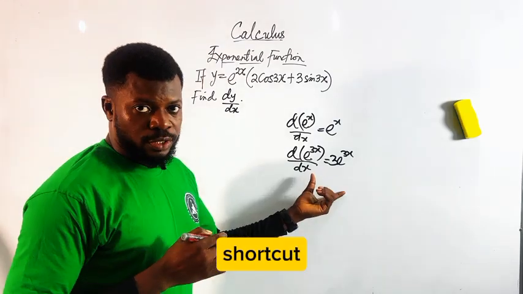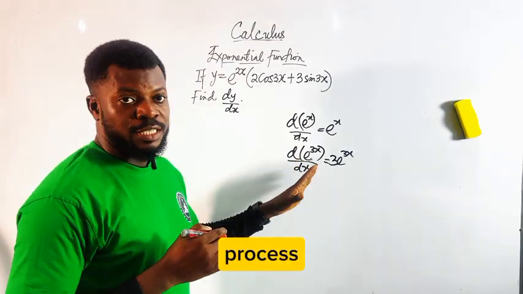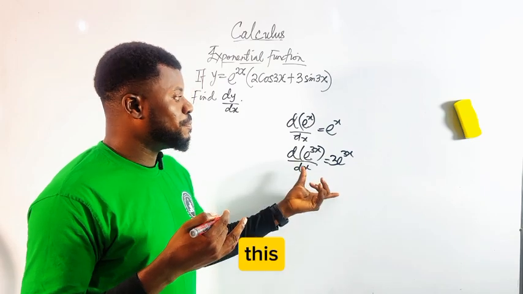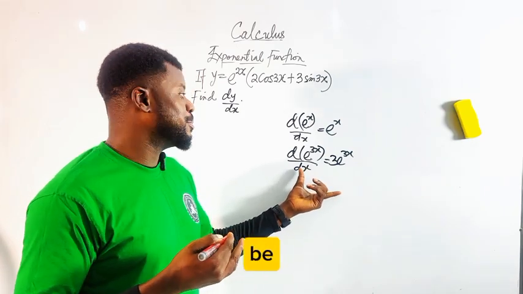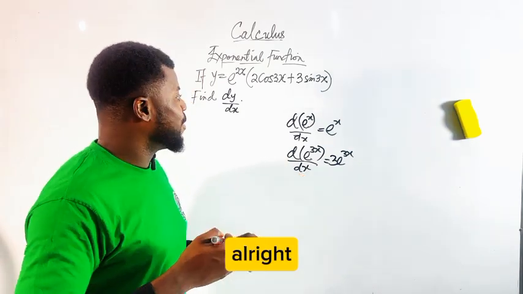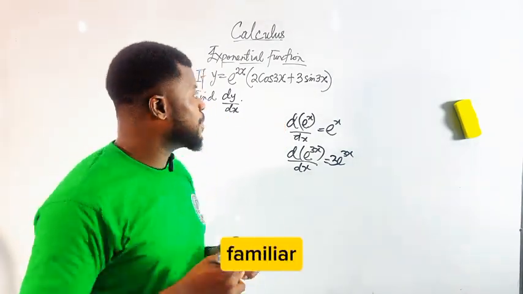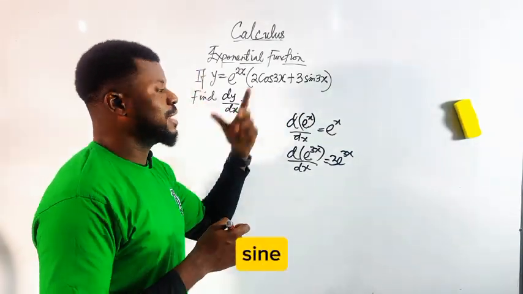Now this is a shortcut. I'm not using the main process, which is the chain rule. This is just a shortcut for you to be able to do things like this. All right, so this is the first thing I want you to be familiar with. The next thing is about sine and cosine.